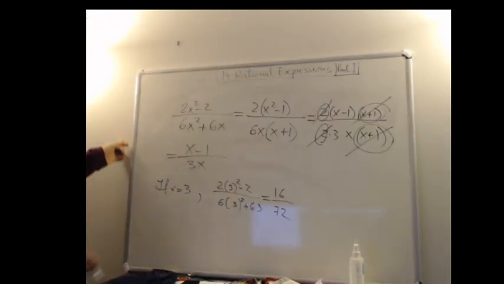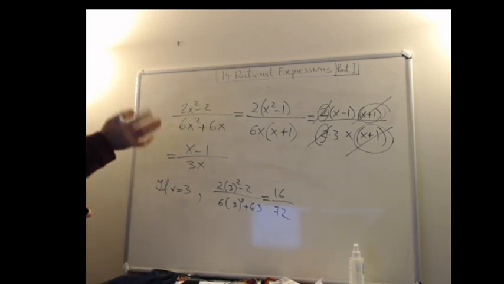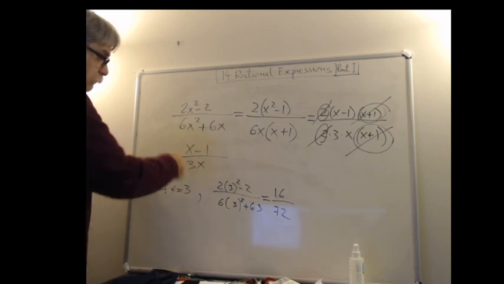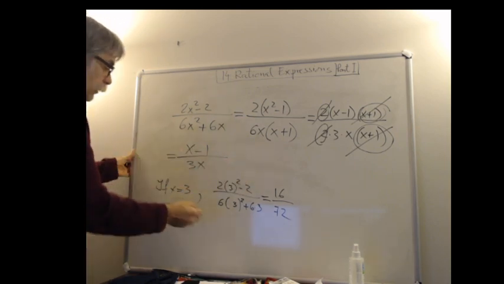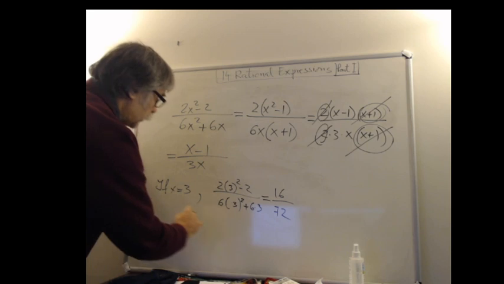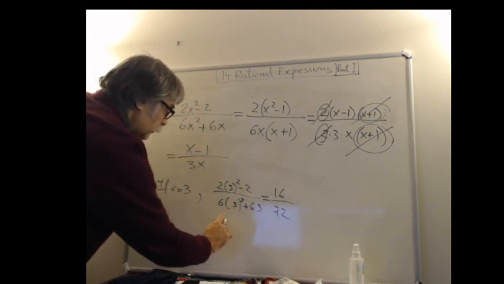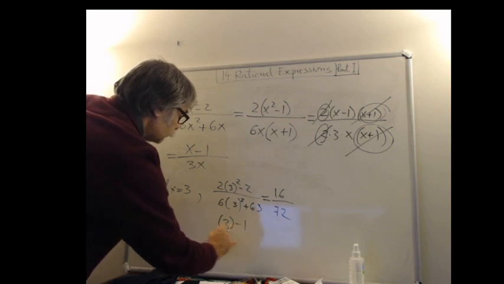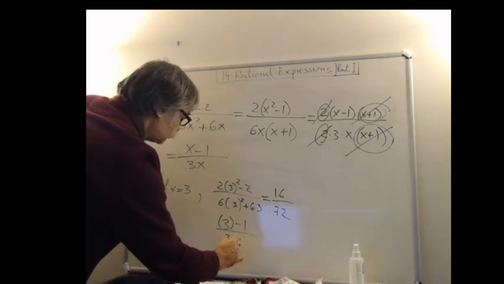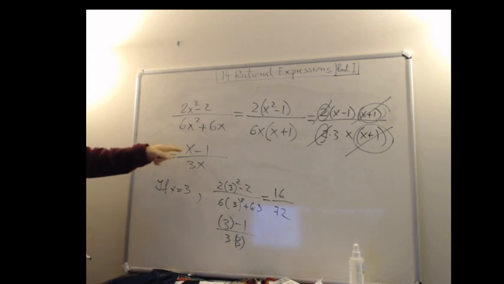Okay? And yeah, I can reduce this, 16 over 72. I can reduce this by doing something. Well, I'm just going to work this out. So the top is equal to this, the bottom is equal to what? 3 minus 1 over 3 times 3.